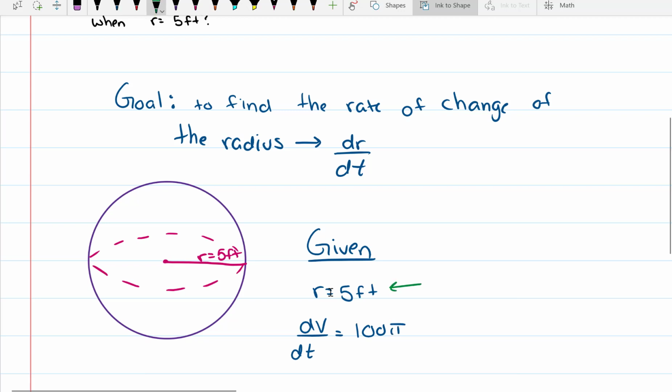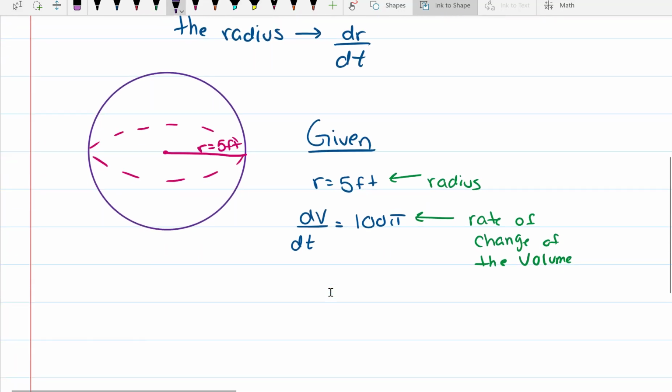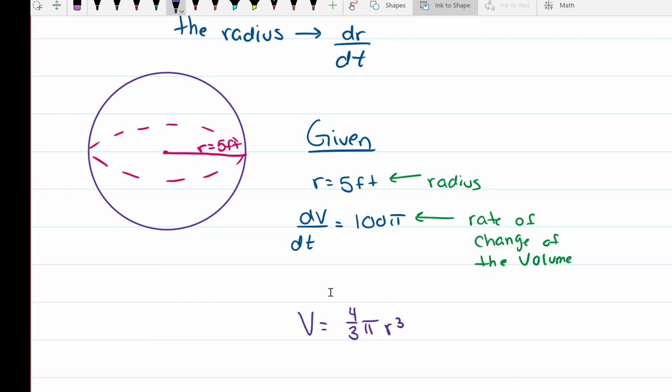So again, this is the radius, and this is the rate of change of the volume. We also need to know a formula to relate volume and r. Well, we know the volume of a sphere is 4/3 pi r cubed. So if you were not able to solve before, go ahead and pause the video and try to solve it now on your own given this equation.